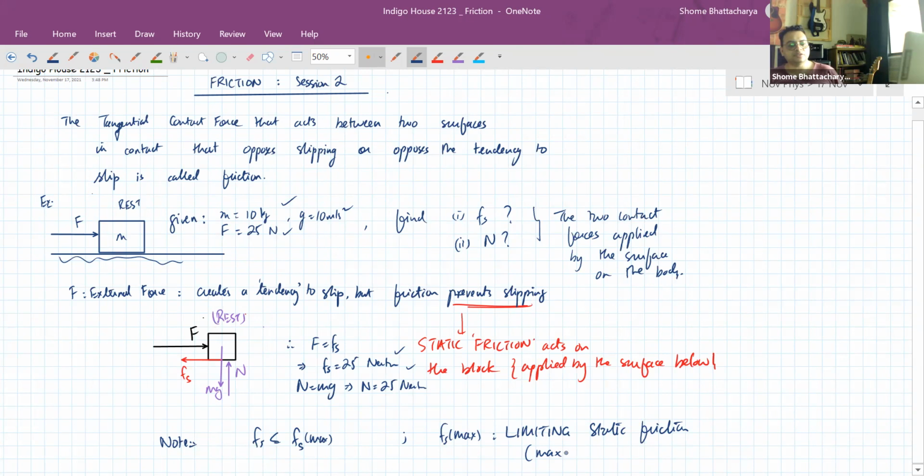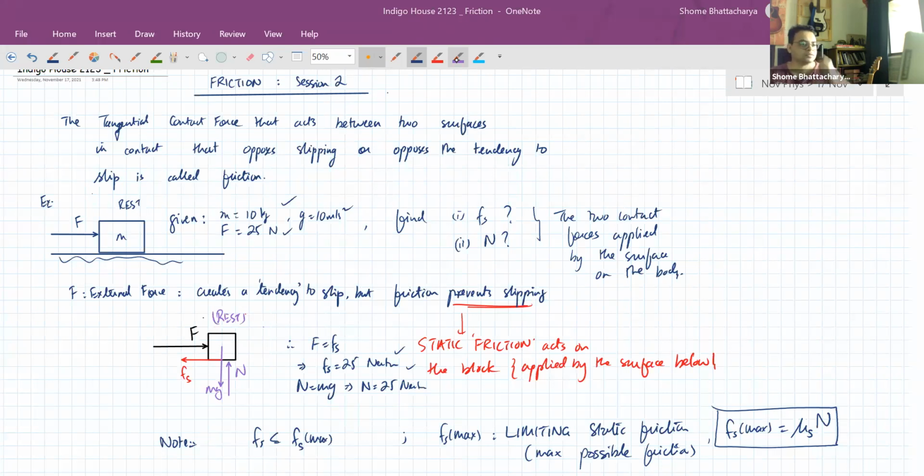Okay, so limiting static friction, or the maximum possible value, is given by the formula: coefficient of static friction into normal reaction. Yes, very good, it's my mistake. This is 100 newtons. The weight is 100 newtons. Static friction should be 25 newtons, and the normal reaction will be equal to 100 newtons. That's correct.